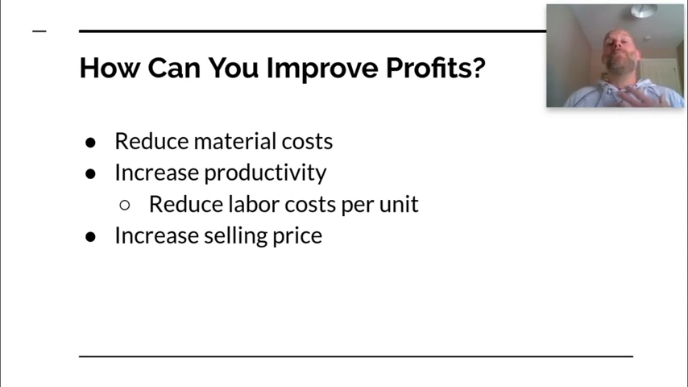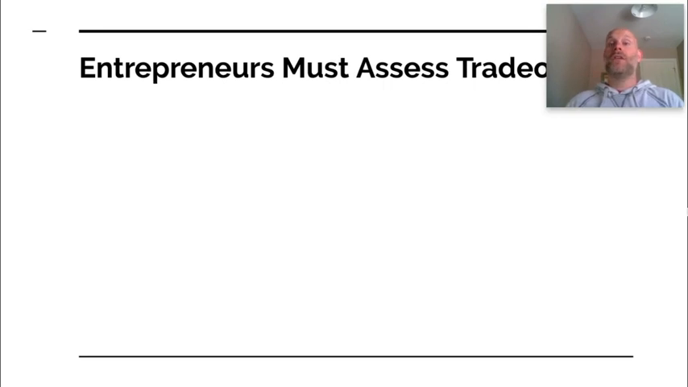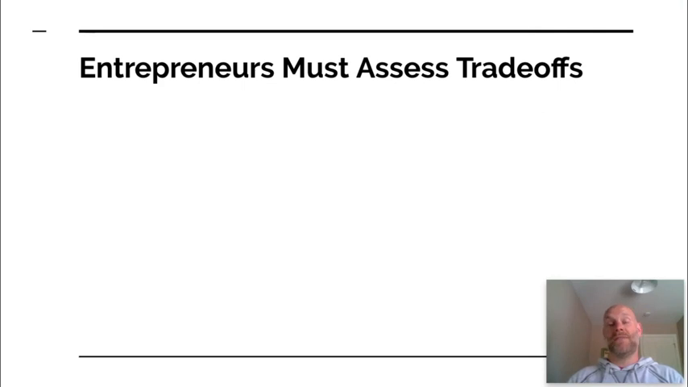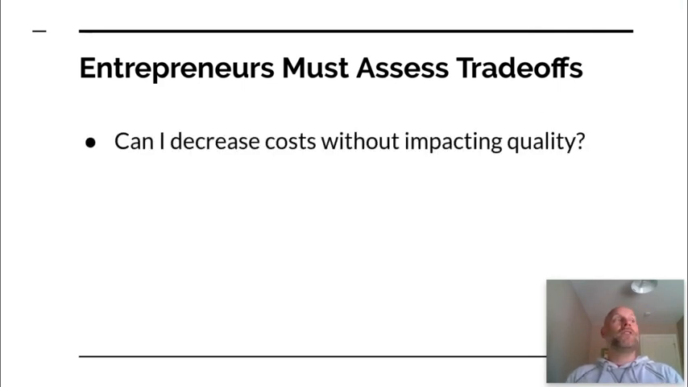So those are the basic ways you can improve your profits, but that leaves entrepreneurs with the constant burning questions. All these things come with trade-offs, and entrepreneurs have to assess the trade-offs all the time. So the first question you need to ask yourself as an entrepreneur, if you're thinking about decreasing your material costs, is: can I do that without impacting quality? If you find the same exact materials from a different supplier and it's cheaper, fantastic.